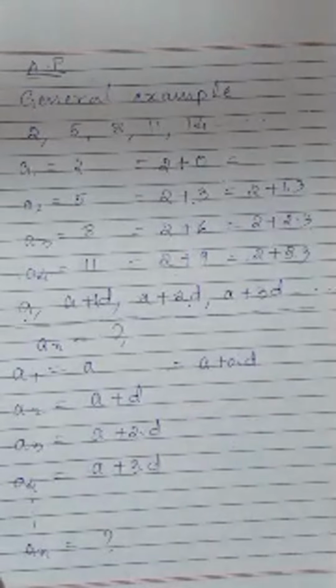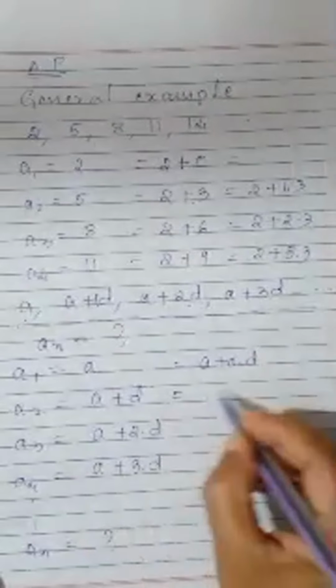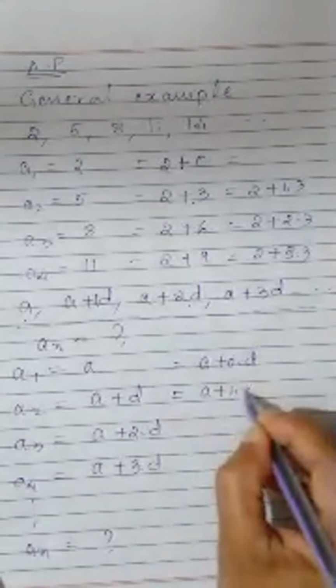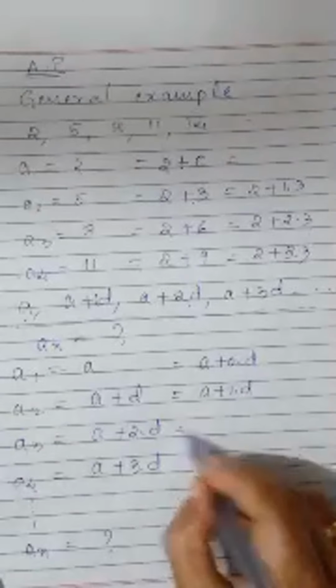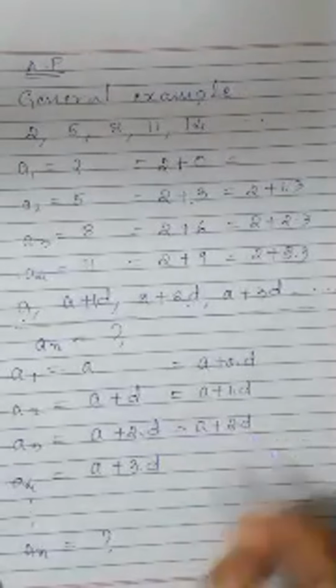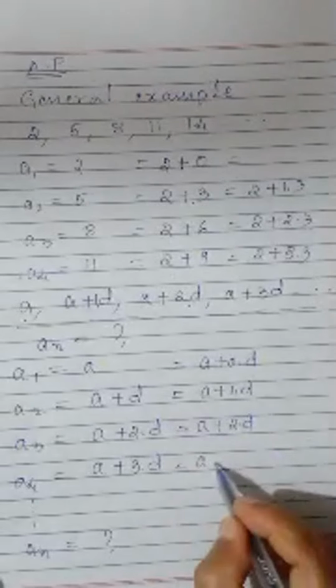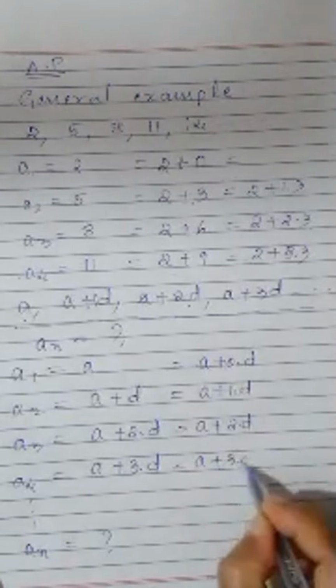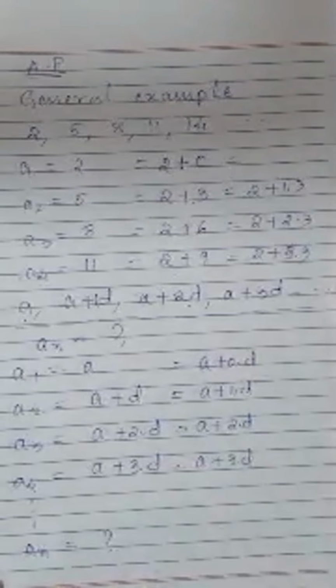Yes, surely you may think. And the second term, what is that? A plus 1 into d. And the next term? A plus 2 into d. And the next term? The fourth term is a plus 3 into d. Here a question arises: what will be the nth term?